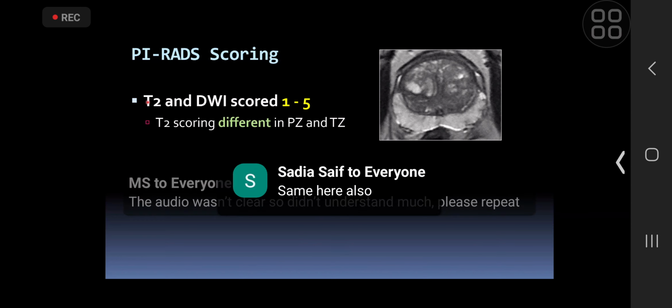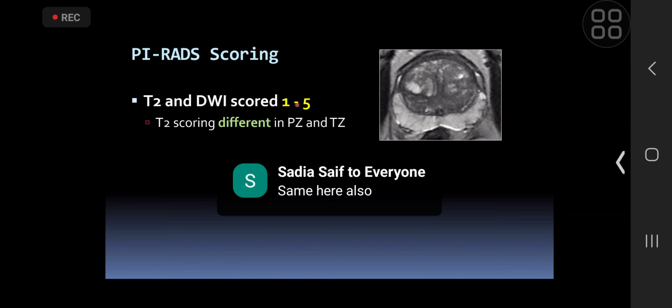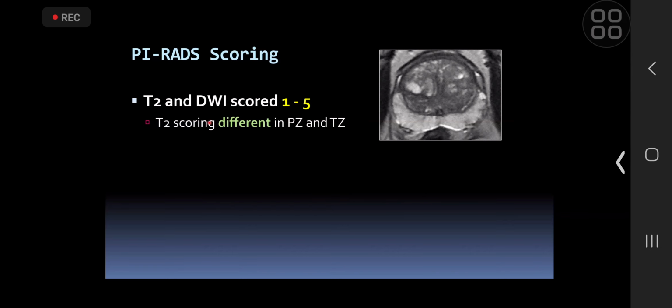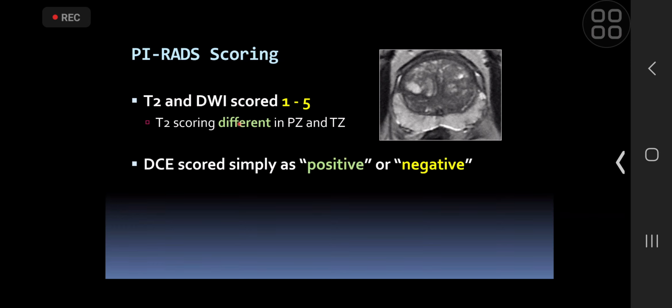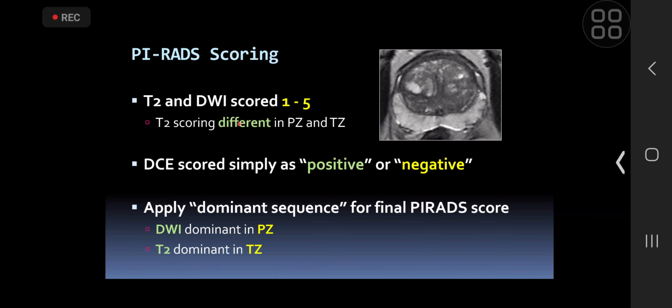So the first thing to note is that the T2 and the diffusion weighted sequences are scored from 1 to 5. And not surprisingly, the T2 scoring is different for the peripheral zone and the transition zone, because we've already at several stages now seen how different they look to each other. DCE, however, is scored out of 2. 0 or 1, yes or no, positive or negative, however you want to term it. It's not a 5-point scale.